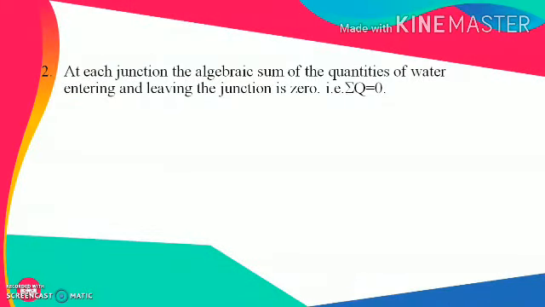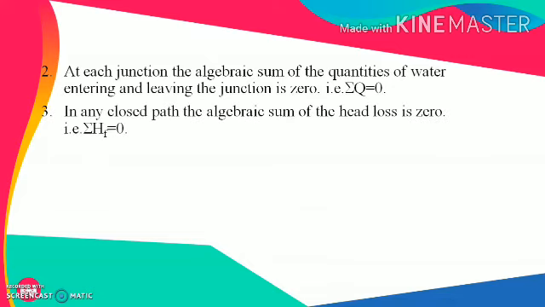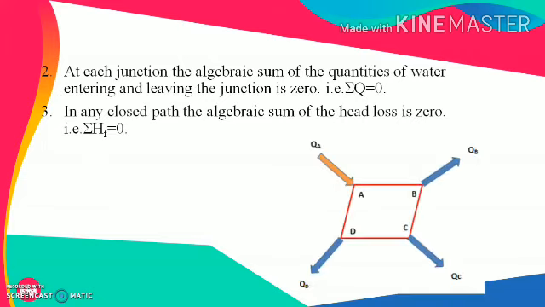Second, at each junction the algebraic sum of the quantities of water entering and leaving the junction is 0. And third, in any closed path the algebraic sum of the head loss is 0, that is sigma HF equals 0. Now let's try to understand these two things with more clarity.